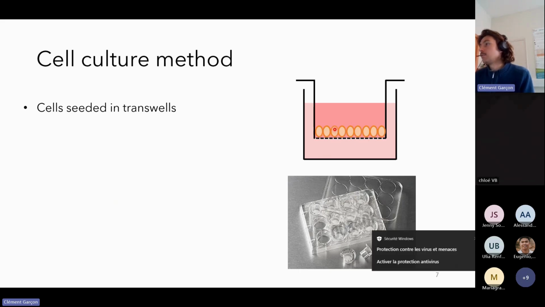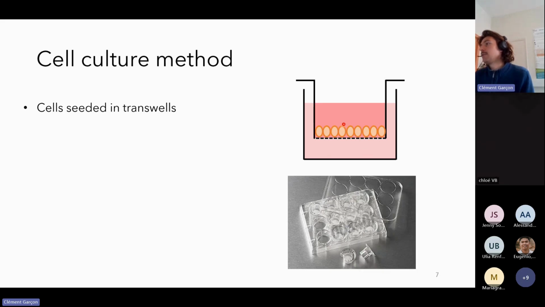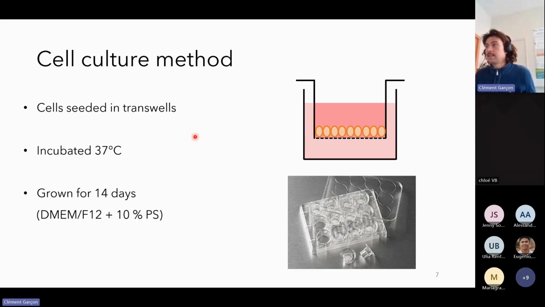And so the cells can use nutrients and transport nutrients from the apical side, from the medium here, to the basolateral side here. So that's the interest of these transwells. And that's how it looks here. It's on plates of 12 wells. The little plastic thing here is the transwell insert itself. On the bottom, you don't see it very well, but there is that porous membrane. These plates we incubate at 37 degrees, and we grow the cells there for 14 days before using them for our experiments.